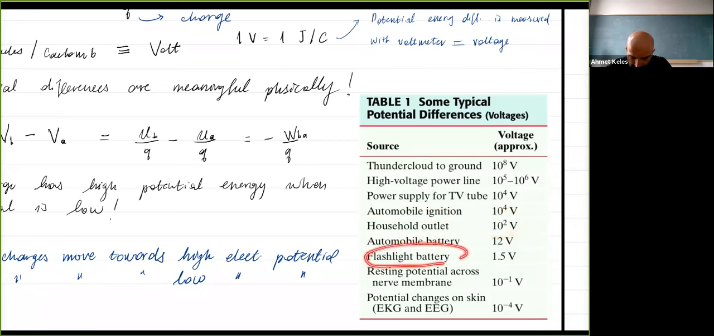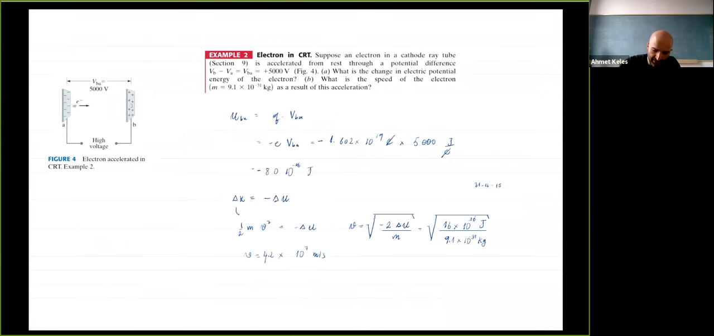A flashlight battery is 1.5 volt, right? And the resting potential across a nerve membrane, that's something biologists tell us, is about 0.1 volt. Even there's a measurable voltage difference. And the potential changes on the skin, I think hospitals can measure this. EKG or EEG is 10 to the minus 4 volt, which is very tiny, but still measurable. All right, let's solve an example and try to see.